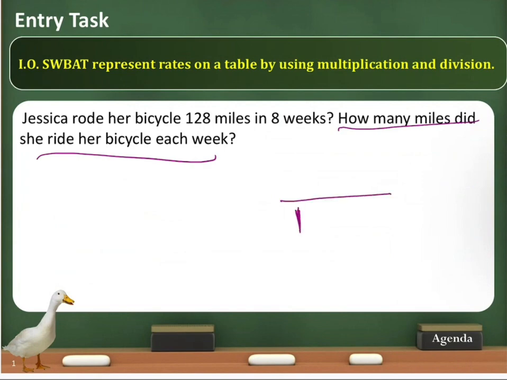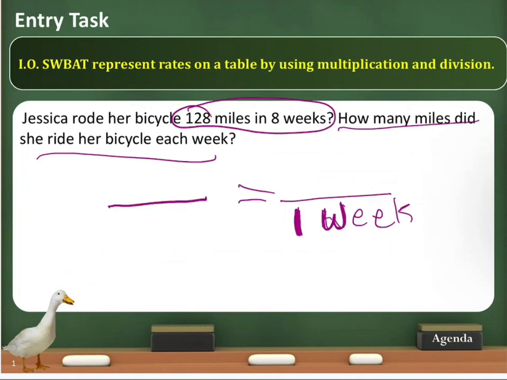So each week is a week, right? Each week or a week, right? And we have this ratio here. I know that I'm going to do for each week or per week. I'm going to make it for 1 week. Now, I know that to solve how many miles she did, I don't know how many. I set up a proportion.